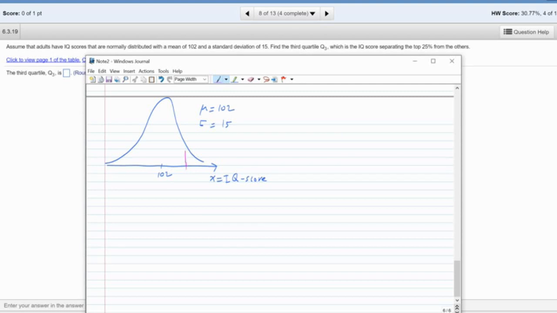So the area is given. What is that area? 25% means 0.25. So that area is given as 0.25, and this x value is the one that we are after. This x value is the Q3. Remember Q3, the 25th, actually the 75th percentile, not the 25th percentile. Q3 is the 75th percentile. The 75th percentile is the value that separates the top 25% from the bottom 75%.